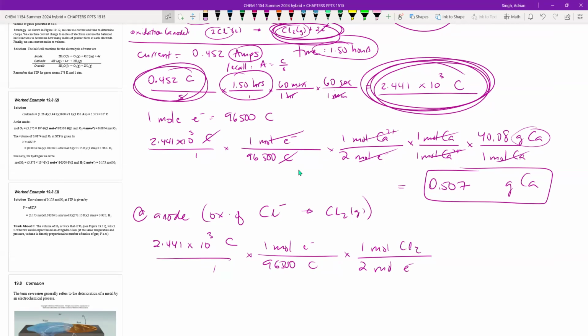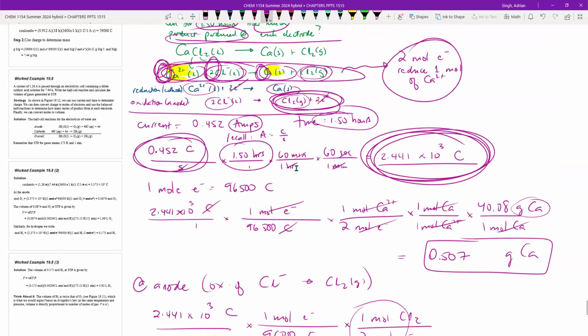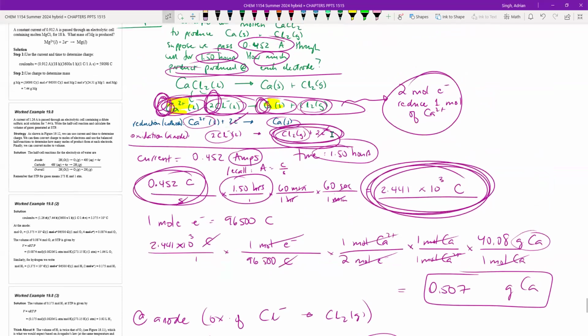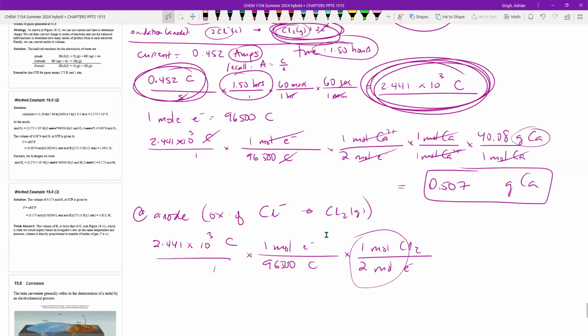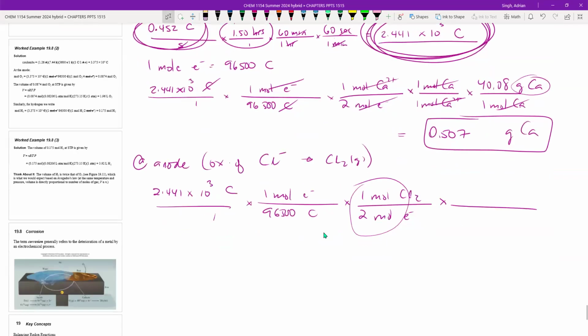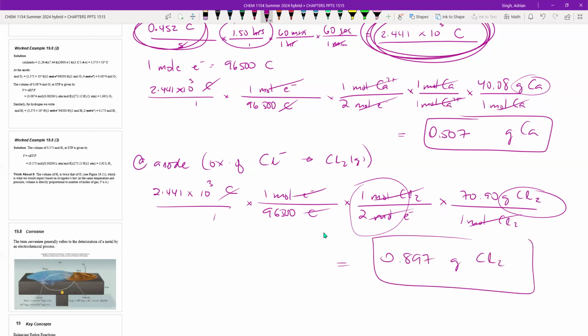And again, all I'm doing to get these numbers is just looking at my equation. In this case, for the oxidation, it's a 2-to-1 ratio or 1-to-2, depending on your point of view. And now for every 1 mole of Cl2, look up the molar mass, that's 70.90 grams of chlorine. The moles of chlorine go away, moles of electrons go away, coulombs go away. We end up with grams of Cl2 as a unit. This gives 0.97 grams of chlorine gas that can be generated at the anode.